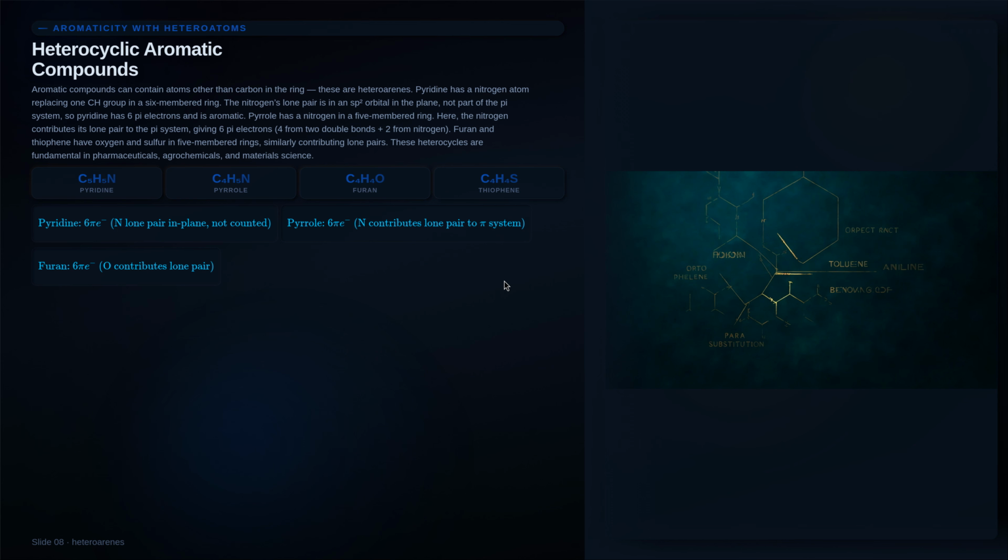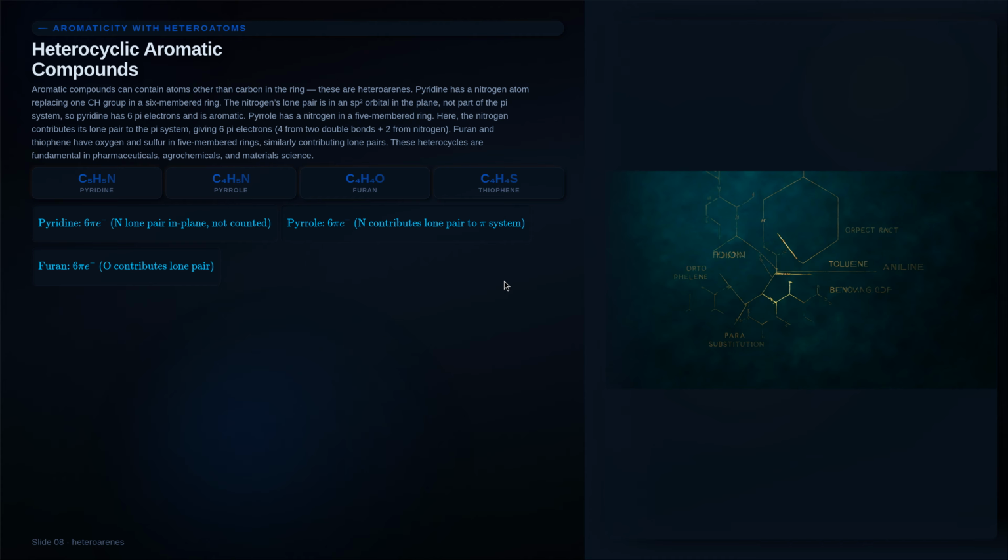Aromatic compounds can contain atoms other than carbon in the ring. These are heteroarenes. Pyridine has a nitrogen atom replacing one CH group in a 6-membered ring. The nitrogen's lone pair is in an sp2 orbital in the plane, not part of the pi system, so pyridine has 6 pi electrons and is aromatic.